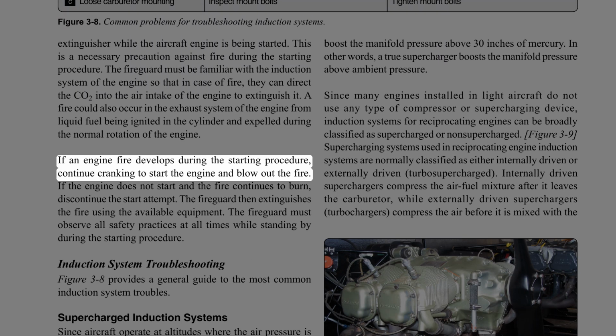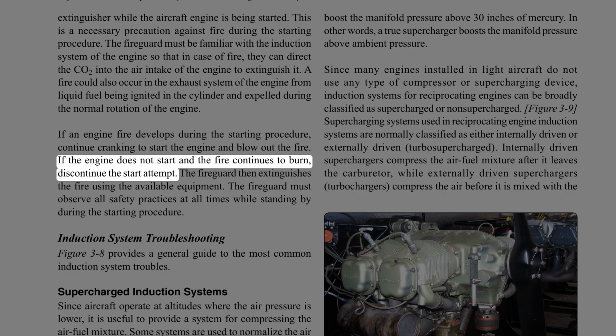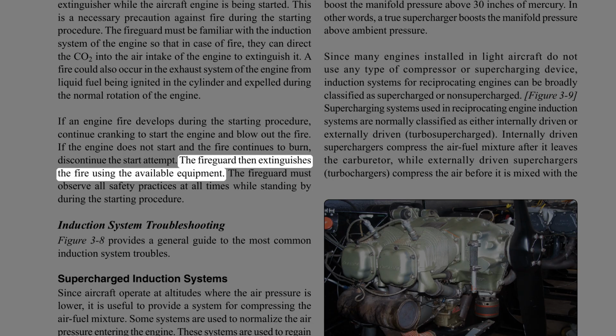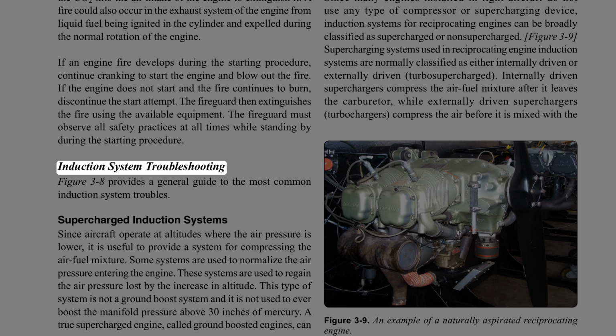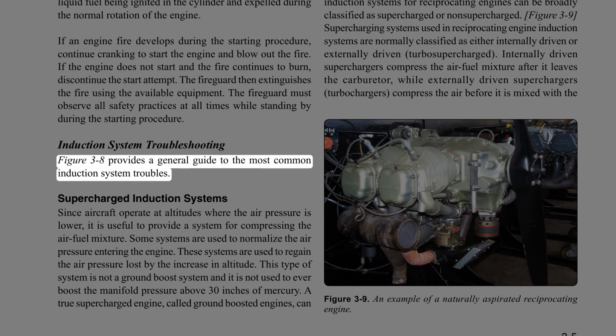2. If an engine fire develops during the starting procedure, continue cranking to start the engine and blow out the fire. If the engine does not start and the fire continues to burn, discontinue the start attempt. The fire guard then extinguishes the fire using the available equipment. The fire guard must observe all safety practices at all times while standing by during the starting procedure. Induction system troubleshooting. Figure 3-8 provides a general guide to the most common induction system troubles.